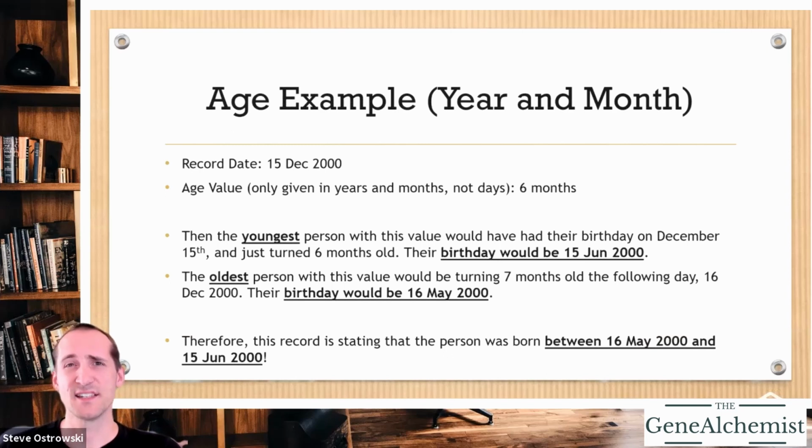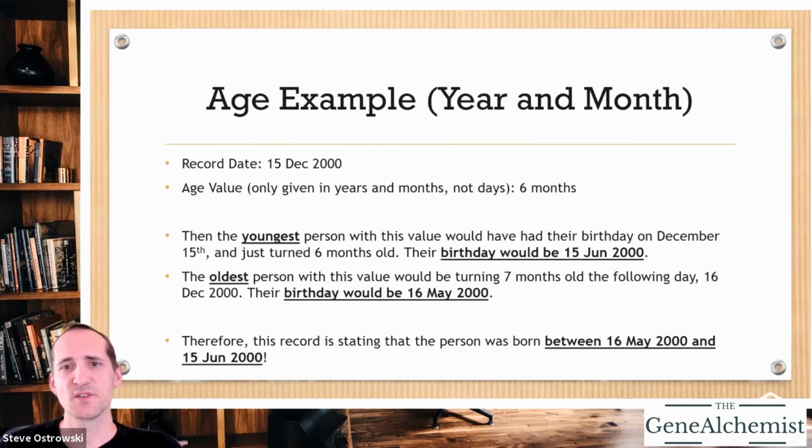This is very common on censuses with infants that were born within the last year. So let's do that example in months. Same record date, 15th of December 2000. The age value given here could be years and months, but no days. And let's say it's written as a 6-month-old. Person is 6 months old.